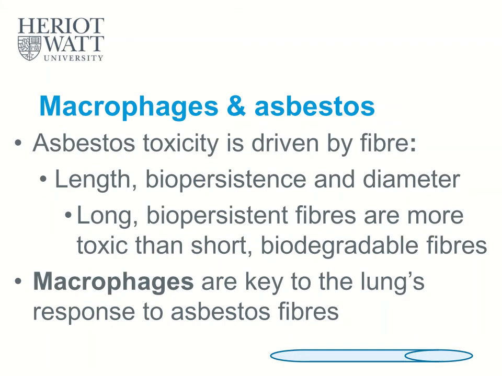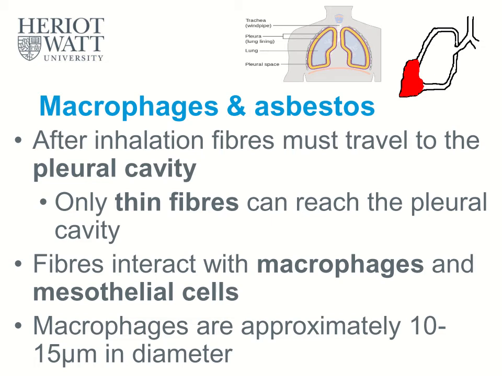But we do know that asbestos toxicity is driven by its structure. So we know if the fibres are really long and biopersistent and thin, that they tend to be much more toxic than shorter, non-biopersistent fibres. So this is a good structure-activity relationship. We can relate the structure of these materials to how pathogenic they might be. And within the lungs, when they're inhaled, macrophages are what's key to their pathogenicity. The activation of macrophages is what promotes the development of cancer to this material.